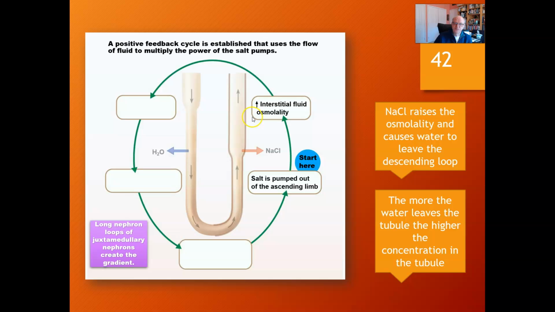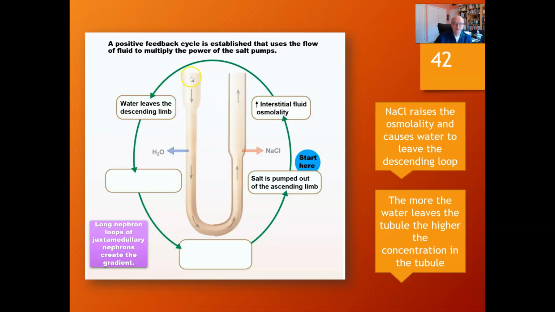Makes the interstitial fluid get more concentrated. The osmolality increases in this whole area here. Not just here, not just on this side. It's coming out all the way up there, all the way across here, and it's affecting all of this area.